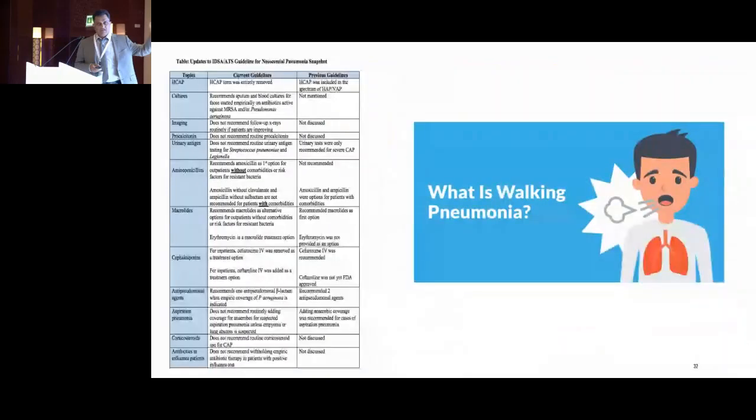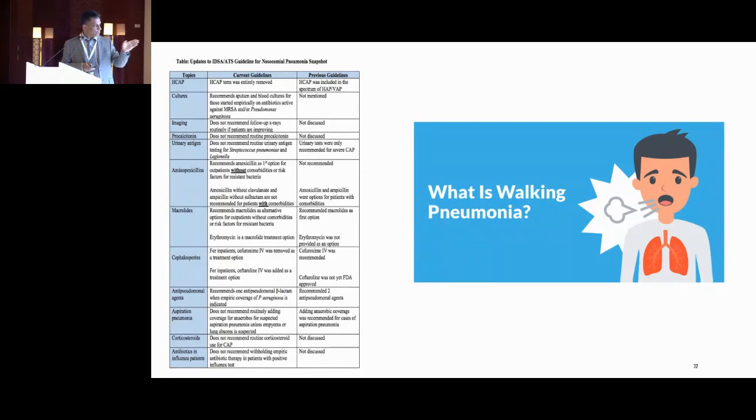So these are the major differences between the 2007 ATS guideline and 2019. There are a lot of differences. As I mentioned earlier, the healthcare-associated pneumonia term is abandoned, and cultures were not mentioned in the previous one. Now there is a specific guideline for where to do blood cultures and sputum cultures. Procalcitonin was not discussed. X-rays were not discussed before. And among antibiotics, cefuroxime is removed now. Instead, a new antibiotic, ceftaroline IV, was added.